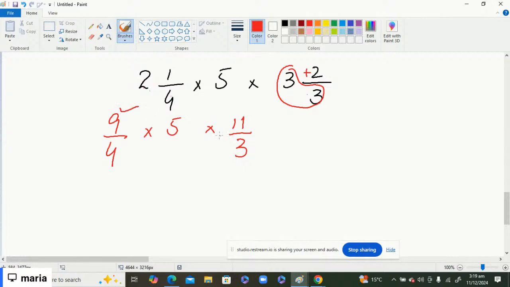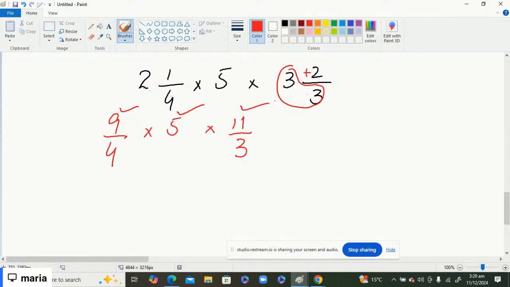Here it's 5, and the next one is 11 by 3. So how can we solve it? You are going to simply multiply the top numbers with each other, like 9 times 4 times 11, 9 times 5 times 11. Multiply this one and this one with each other.